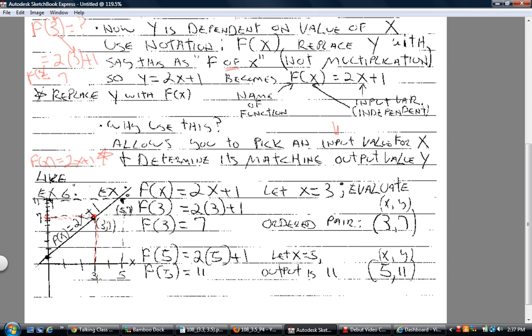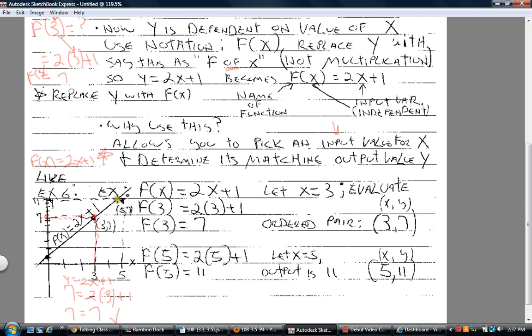Okay, now let me prove that to you again. We're saying 7 is the y, so I'm doing y equals 2x plus 1. I'm putting 7 in for y. x has the corresponding 3. That was the input. I chose 3 for x. 2 times 3 plus 1. Does 7 equal 7? Yes, of course it does.